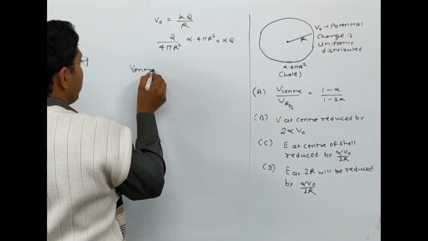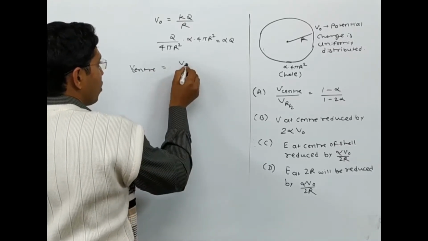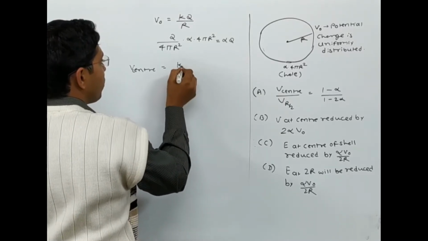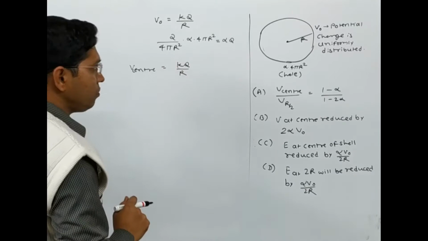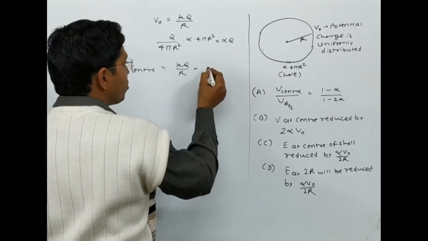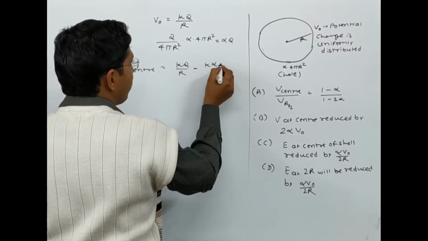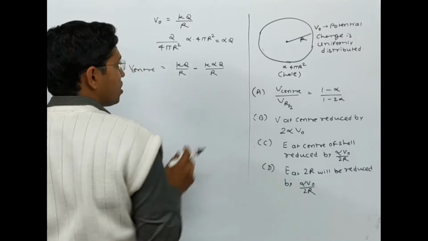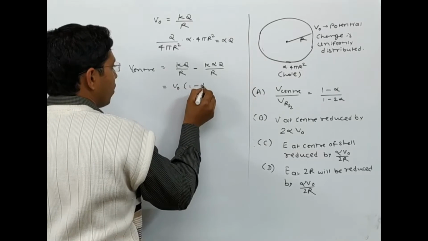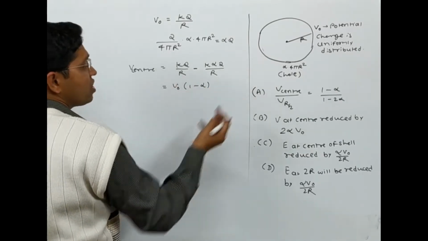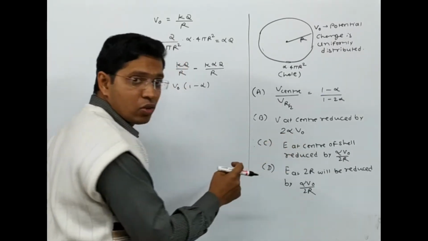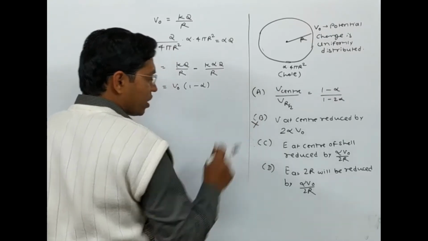Initially V at the center was obviously V0, which is nothing but kq by r. But now as you have removed this portion, naturally that potential will get reduced, by k alpha q upon r. This much amount of potential has been reduced, so this is nothing but V0 into (1 minus alpha). So V0 minus V0 alpha means V at the center has been reduced by alpha V0 and not by 2 alpha V0. So this is not the correct answer.